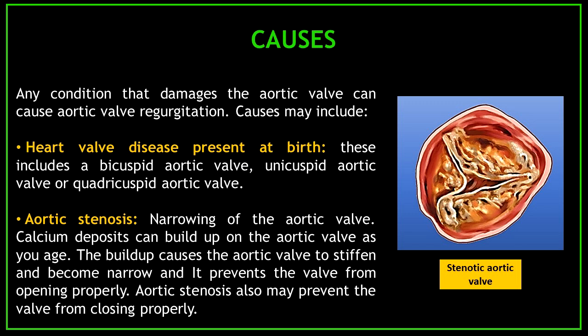Another cause may be aortic stenosis. This is a narrowing of the aortic valve. Calcium deposits can build up on the aortic valve as you age. The build-up causes the aortic valve to stiffen and become narrow, and it prevents the valve from opening properly. Aortic stenosis also may prevent the valve from closing properly.